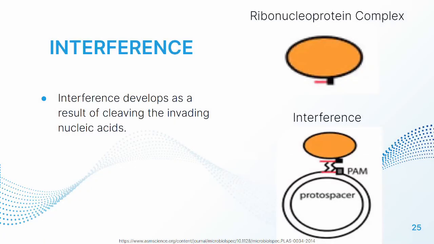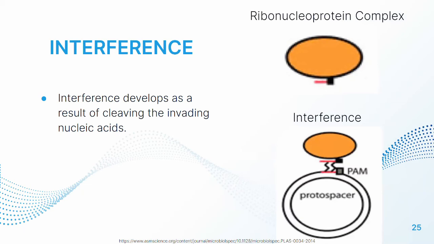Interference develops as a result of cleaving the invading nucleic acid. The CRISPR-Cas ribonucleoprotein complex forms the core made up of the Cas proteins and crRNAs. An important factor of these complexes is to control the system that aids in immunity against the foreign invasion of DNA or RNA nucleic acid molecules that are complementary to every specific crRNA.